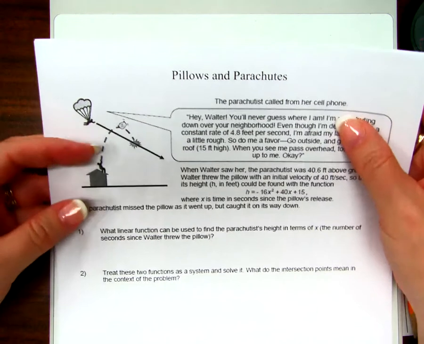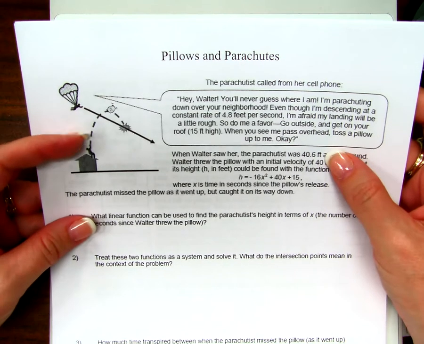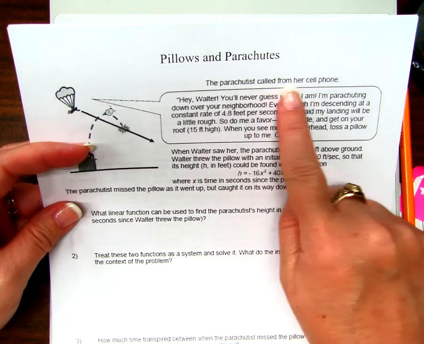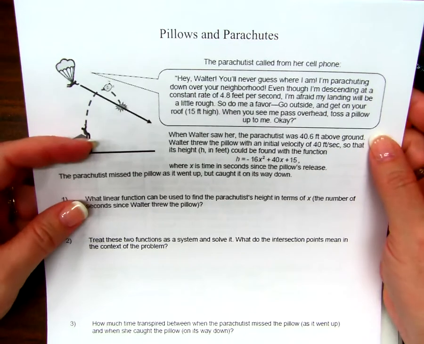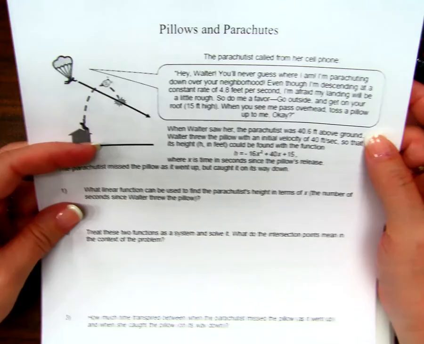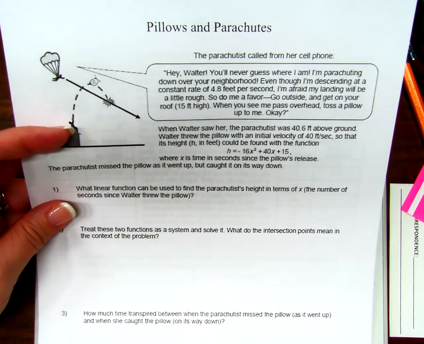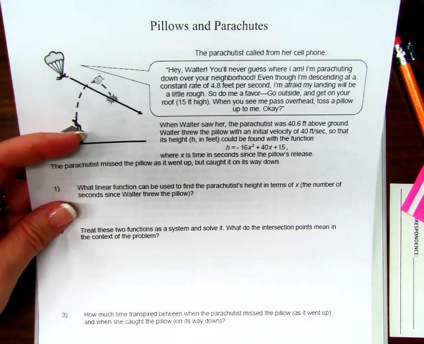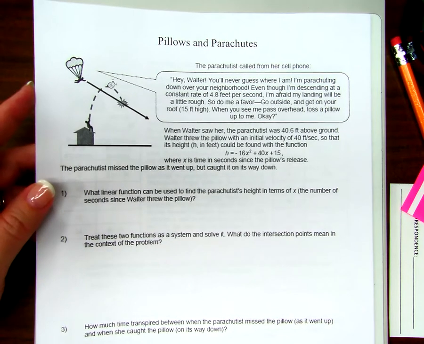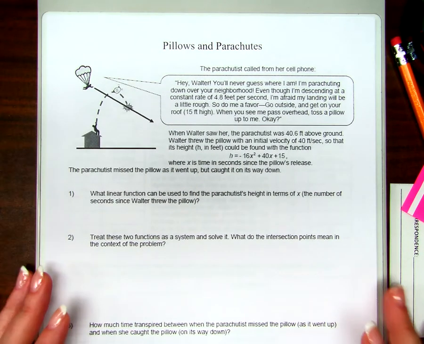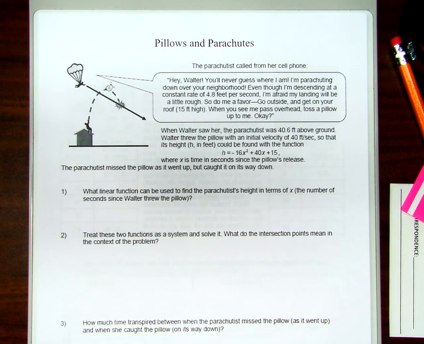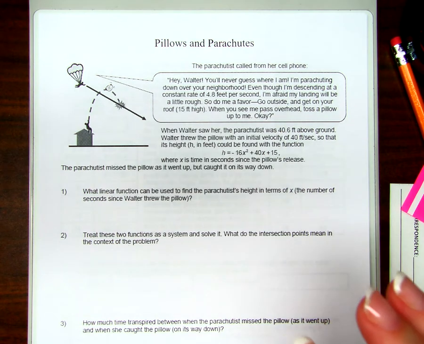A parachutist jumps out of a plane and gets on the phone with her friend. A parachutist calls from her cell phone. Hey, Walter, you'll never guess where I am. I'm parachuting down over your neighborhood, descending at a constant rate of 4.8 feet per second. I'm afraid my landing will be a little rough, so do me a favor, go outside and climb up on your house and throw me a pillow when I pass over your head.